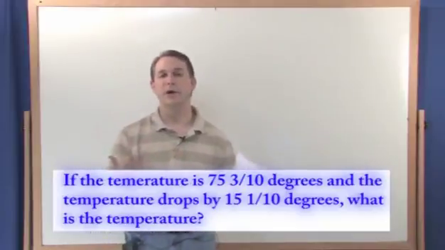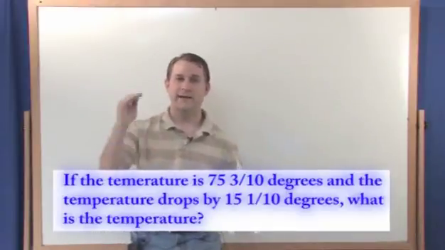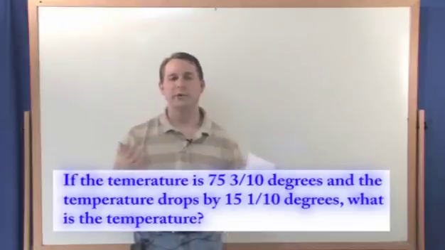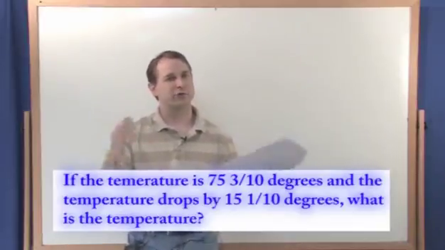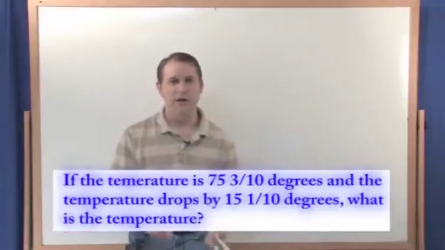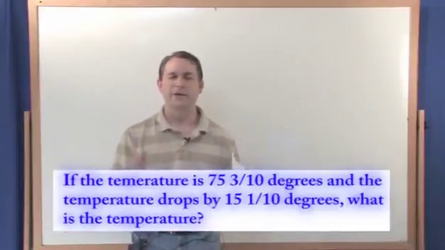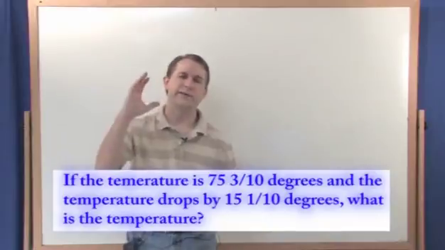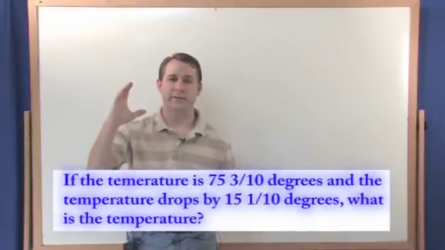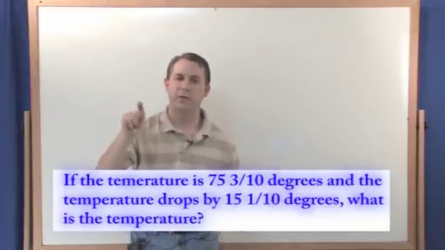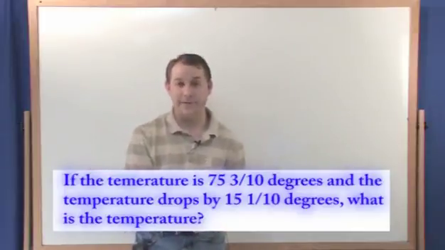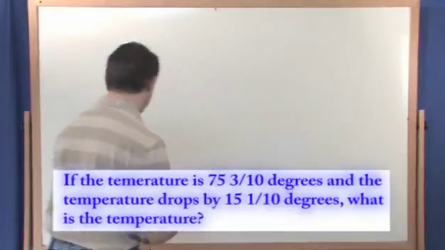Because we know the temperature is dropping, going away, we must subtract these numbers. You're not going to add them, because that would make the temperature greater. You're not going to multiply them. You're not going to divide them. Those just don't make any sense. You need to understand the problem. We're starting with 75 and 3/10 of a degree, and the temperature is dropping. So we must subtract that number to find out what temperature it is after it got cooler.